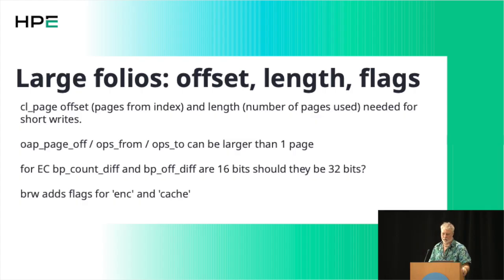Yeah, so we track the offset and length. We need to pass that down for short writes. The OAP page offset and from and to can all be larger than a page, so those all get resized. I do have a question when we get encryption and compression. The BP count diff and BP off diff, they're currently 16 bits and they probably need to be increased. And some BRW gets some additional pages, some flags added, and that's it.